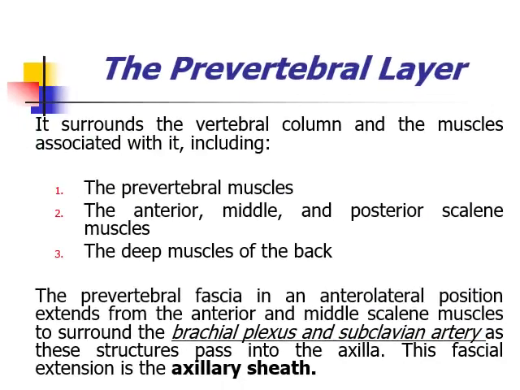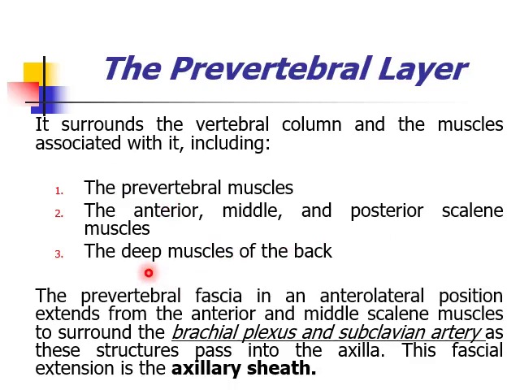The second layer of the deep cervical fascia is called pre-vertebral layer of fascia. This layer has got its name from being present in front of the prevertebral muscles, enclosing the prevertebral muscles, the anterior, middle, posterior scalene with the deep muscles of the neck.